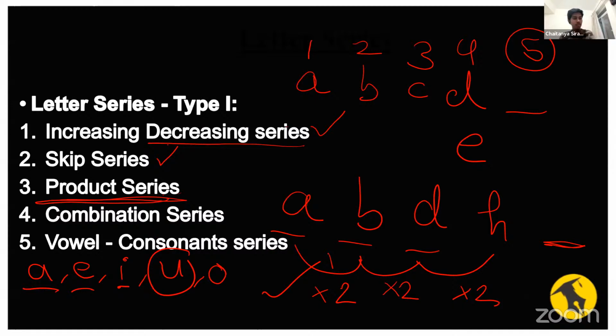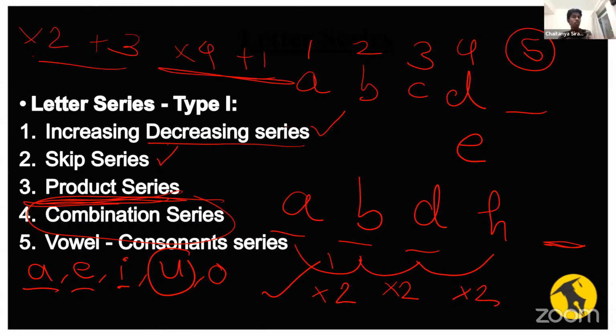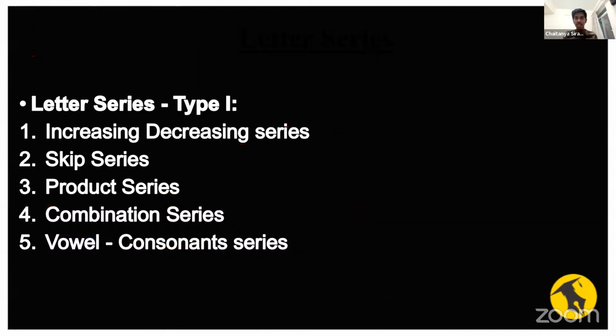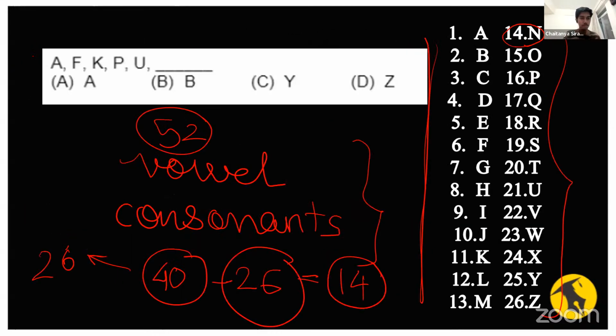So we did product series. Now what can be a combination? A combination can be you do first into 2, then +3, then into 4, +1, something like that. You can do permutation and combination with various of these: there can be increasing, then you can skip a term, then you can have product of two terms, then you can keep a vowel. You can have a lot of combinations and arrangements in this. So having said that, let's go to solve some questions.